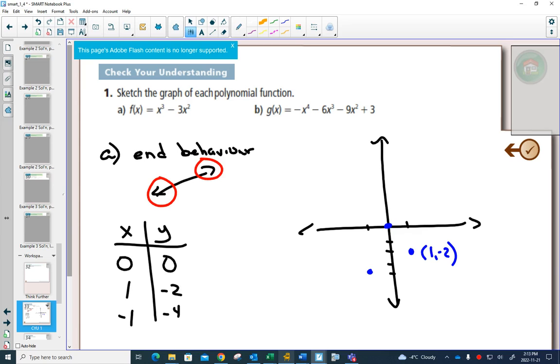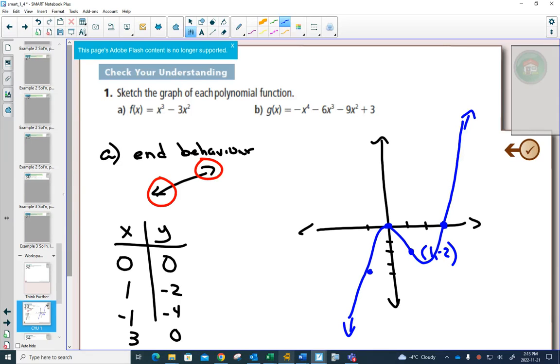I could plug in 3 and get 27 minus 27 and get 0. So we can plug a couple of points in, and then from there sort of go, okay, I know that it has to start down here and end up here. What do I think it looks like if it was going through those 4 points? I don't know, maybe could be something like this.